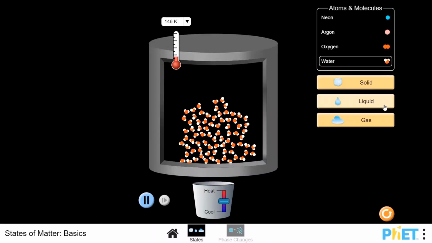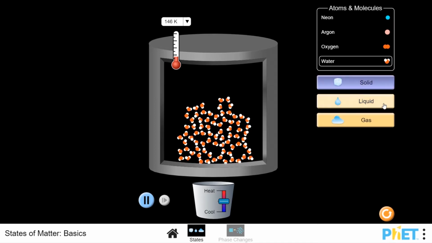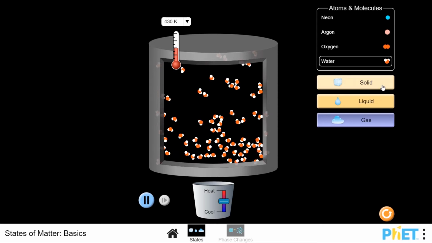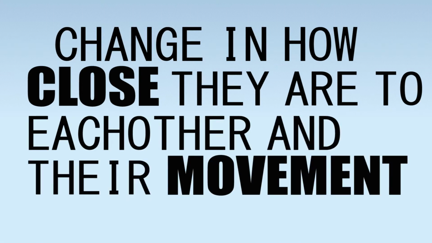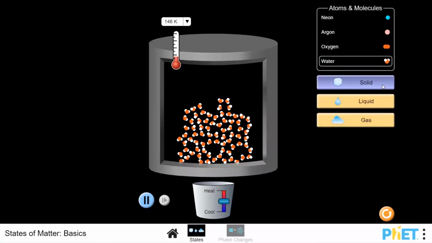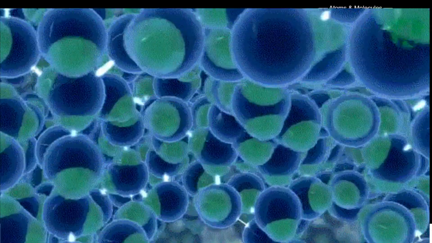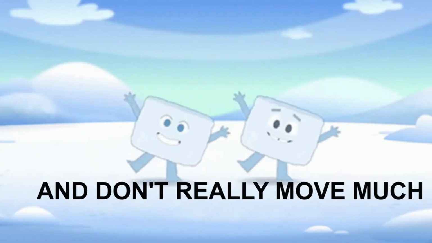Right below these atoms and molecules, we'll find the 3 states of matter: solid, liquid, and gas. Let's take a look at water. As you can see, when we click on the different states, the molecules change in how close they are to each other and their movement. Solid water, known as ice, has molecules tightly packed together by strong forces of attraction and held in a fixed position. Because of this, solids have a definite volume and shape and don't really move much.